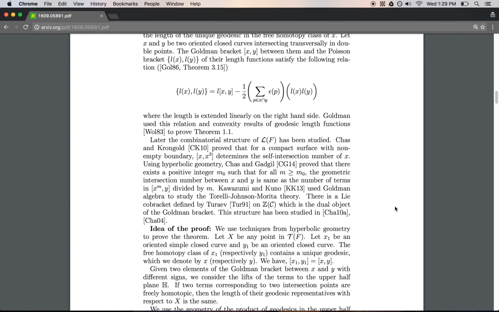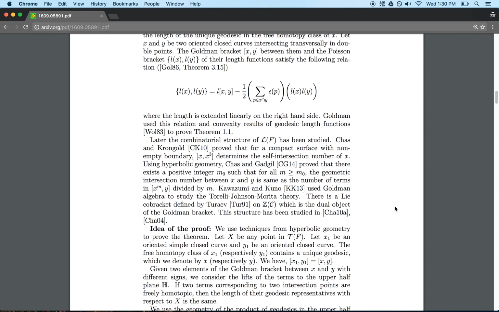Using hyperbolic geometry, Chas and Gogdeal in 2014 proved that there exists a positive integer m sub 0 such that for all m greater than or equal to m sub 0, the geometric intersection number between x and y is the same as the number of terms in bracket x to the m, comma y, divided by m.